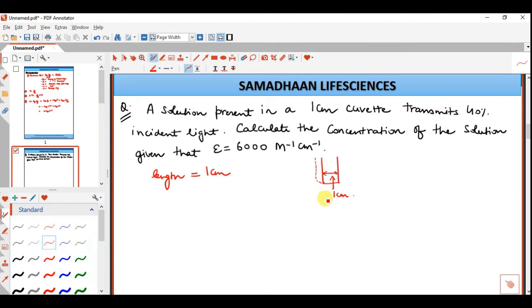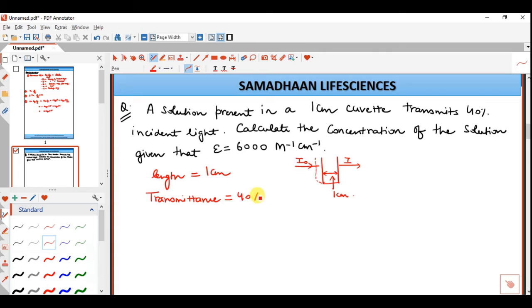Okay. So transmittance is 40%. Let us write down that transmittance. That means this is, suppose, the incident light, and this is the light that is coming out. So this is I. Okay. So I has been given to you, the light that is being transmitted, it is being given to you as 40% light is getting transmitted.